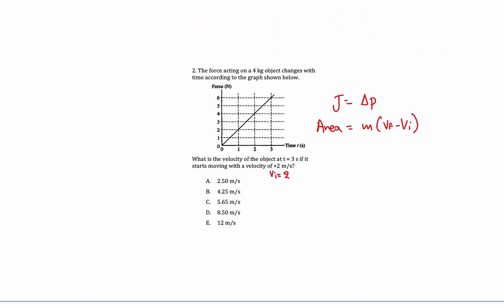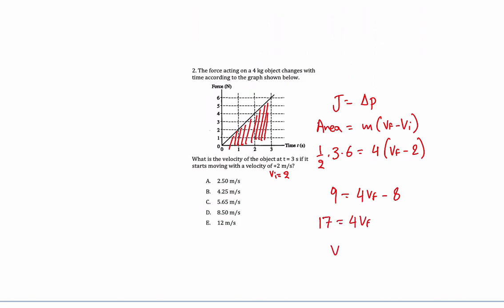The area for the first 3 seconds is half base times height, so base is 3 and height is 6. The mass is given, we don't know the v final, and we know that the v initial is 2. So 18 over 2 is 9. This is equal to 4 v final minus 8. We bring the 8 to the left, so 9 plus 8 is 17, is 4 v final. And from this we find that the v final is 17 over 4, so 4.25 meters per second.